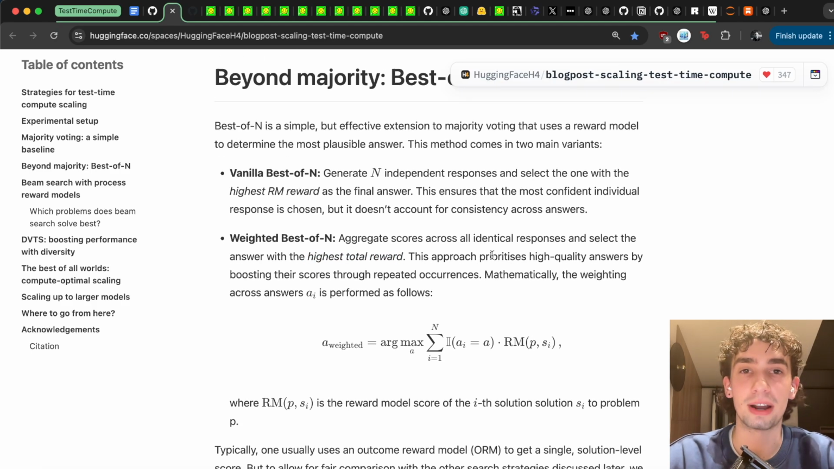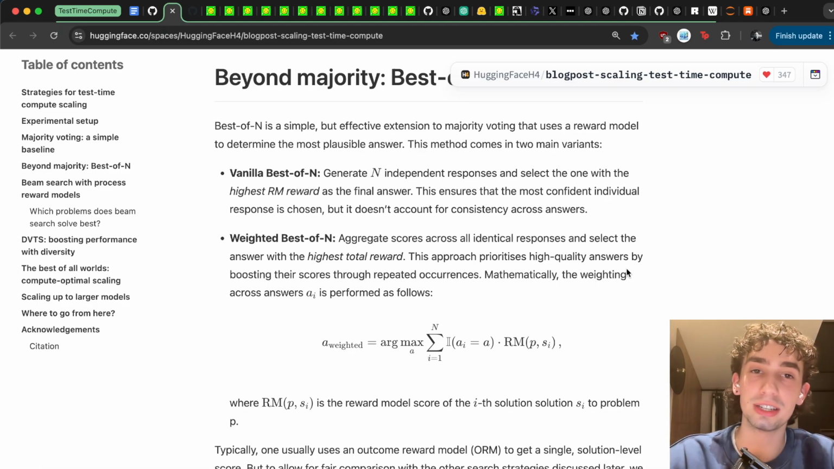Essentially, this is going to prioritize high quality answers by boosting the scores through repeated occurrences. So it's going to take into consideration both the reward model's reward for the most confident answer, as well as the majority approaches for taking into consideration how many times that answer actually comes.